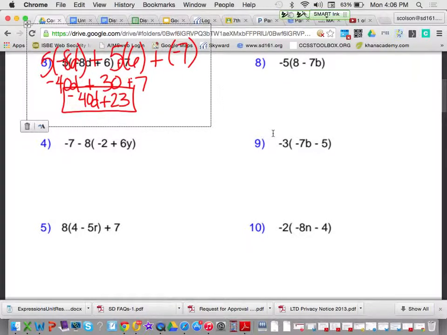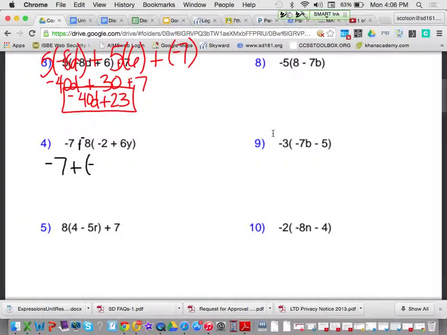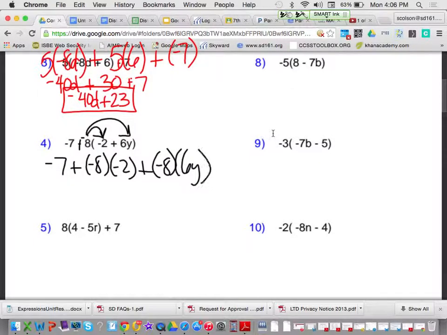All right, here I have a plus, a negative. So I have negative 7 plus negative 8 times negative 2 plus negative 8 times 6y. All right, simplifying, I have a negative 7 plus, I have a negative 8 and a negative 2. That answer is going to be positive.